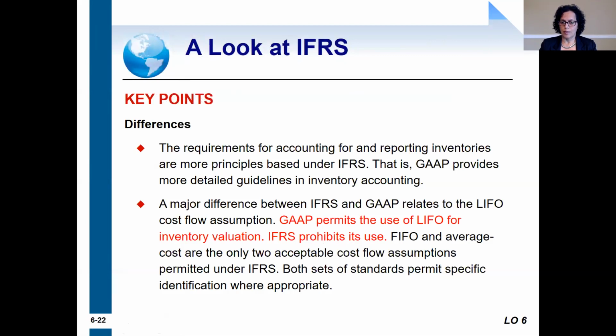So even US companies have a heavy burden if they want to list on a foreign stock exchange because they have to redo their financial statements. So FIFO and average cost are the only 2 acceptable cost flow methods under the IFRS. Both permit specific identification if it is appropriate. So it's very rare, but if it's appropriate, it's allowed. But LIFO, that's a problem. We over here allow it, no one else allows it.